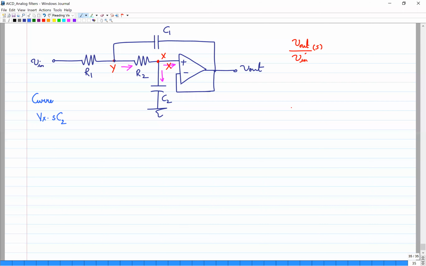So what I wrote here is the current flowing through R2 is Vx into SC2. Now, since Vx is the same as Vout, this is also equal to Vout into SC2, because Vx is equal to Vout. Right. So that is about Vx. How can we say that Vx is equal to Vout?